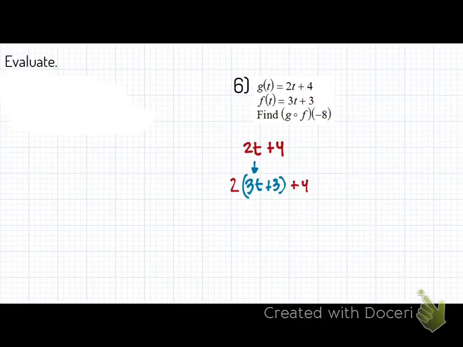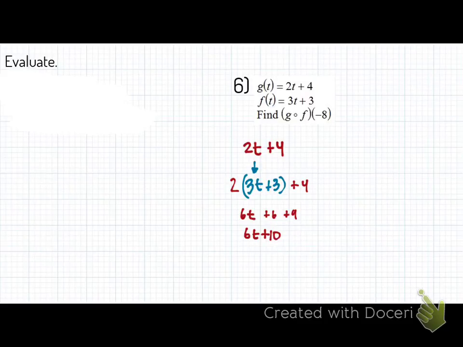So, we set up the problem now. Let's simplify. What's 2 times 3t? 6t, okay? And then what's 2 times positive 3? 6. And then we bring down 4. What's 6 plus 4? 10. Good. So now we have a rule here that includes the precedent rule with the subsequent f of t in there. Okay. So we've got 6t plus 10.